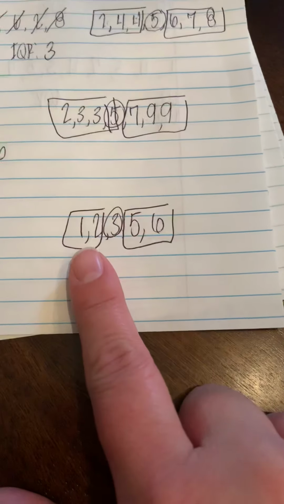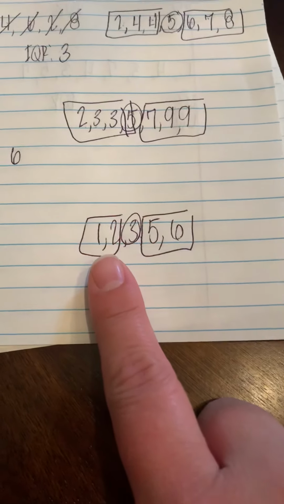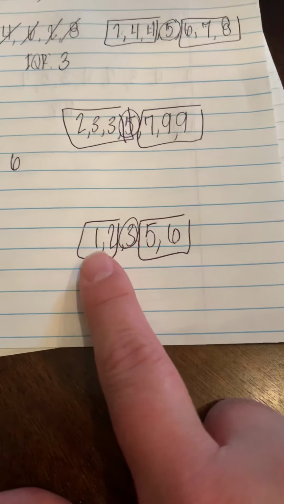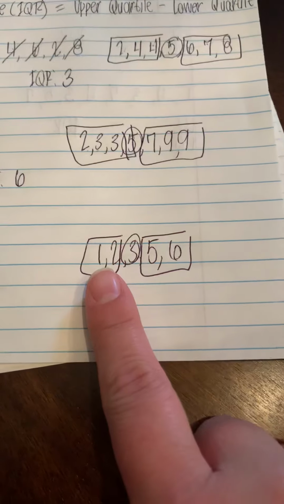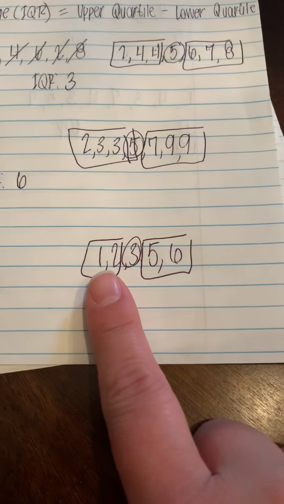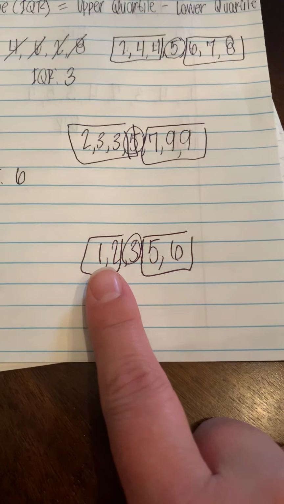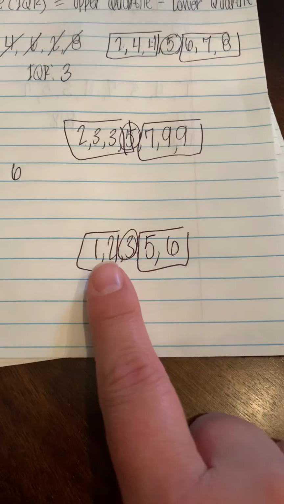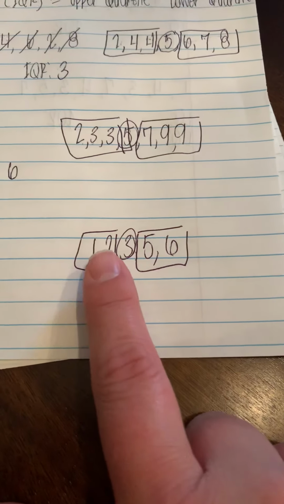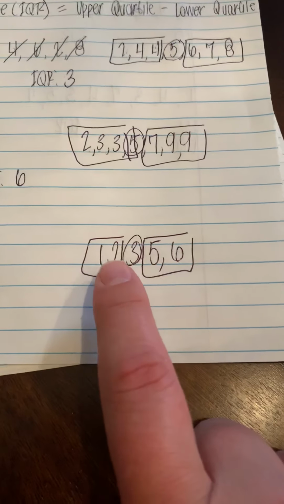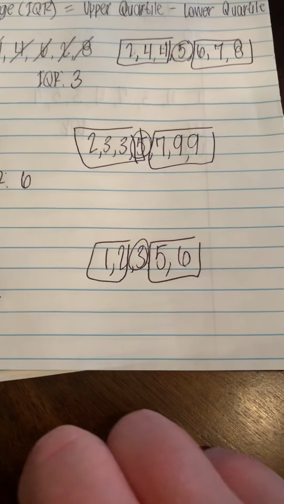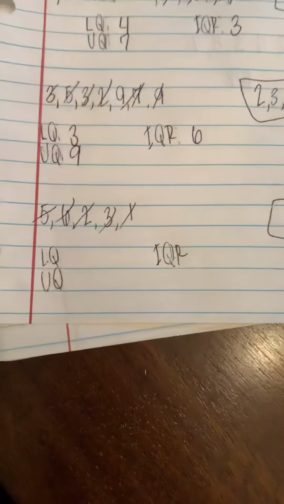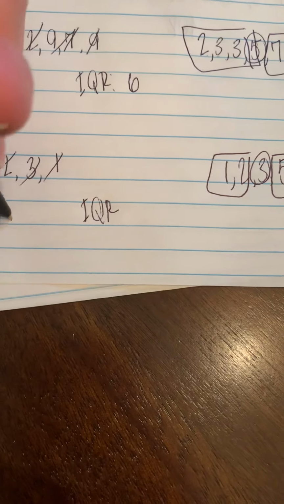So for the lower half, I need to find the lower quartile, or the middle number. There's technically not a middle number. So if you go back to what we were doing a couple days ago, you have to find the average, or the mean, of these. So 1 plus 2 is going to give us 3, and 3 divided by 2, because there's 2 numbers there, is going to be 1.5. So the lower quartile is going to be 1.5.